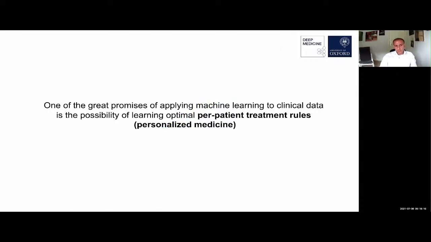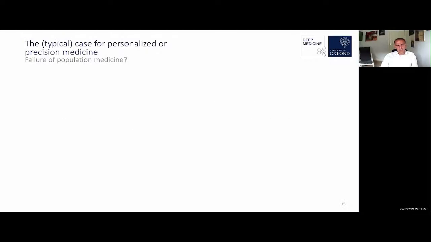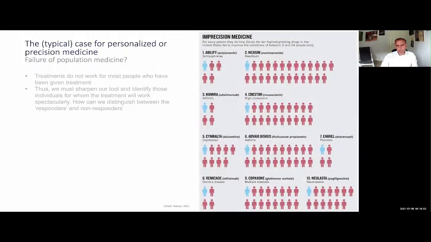But putting that aside, of course, one of the great promises of applying machine learning to clinical data is the possibility of learning optimal per-patient treatment routes. That is the term that is often used, personalized medicine or precision medicine, and they're often used interchangeably. So for those who are not familiar with what that is, I'm just going to explain briefly what the typical case for personalized or precision medicine is, where it is sometimes being seen as an alternative to population medicine that is failing.